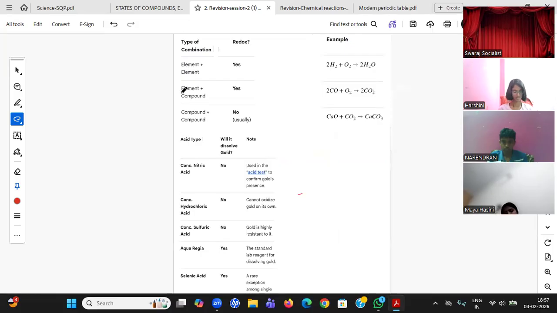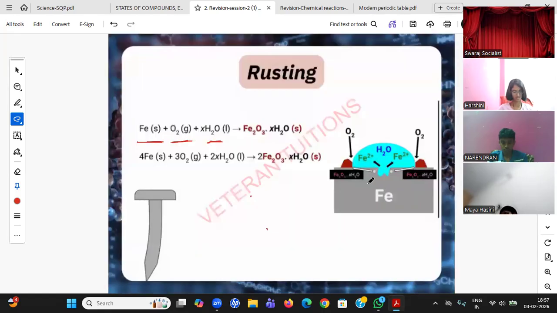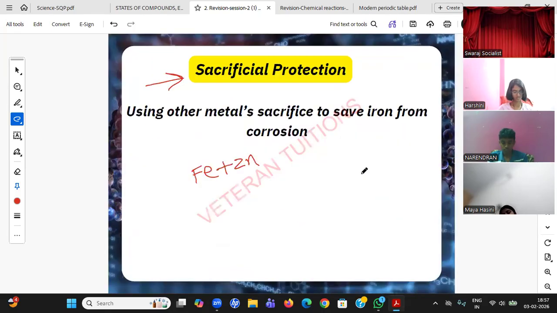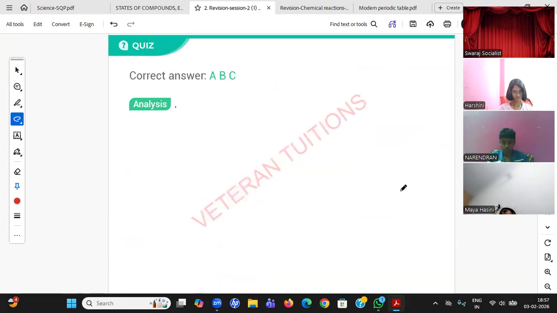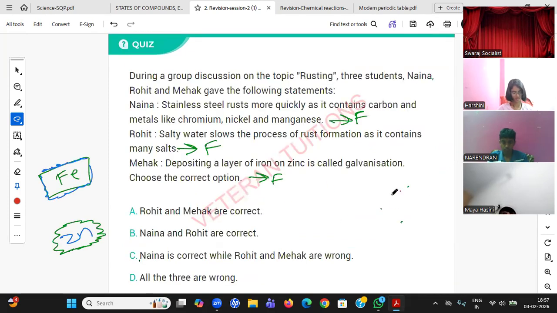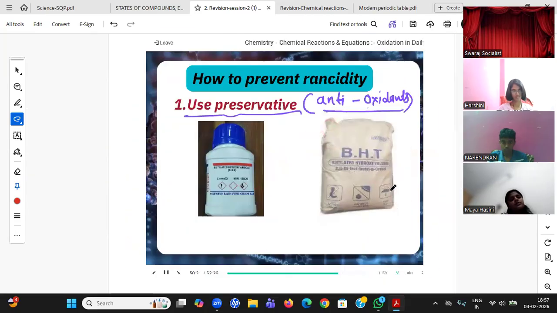Yeah, you see, element plus compound is a redox reaction. Element plus compound, you can use the same technique. Suppose you forgot it. Suppose you forgot, no sir, I don't remember such tricks. You go with the basics. So what are the basics?